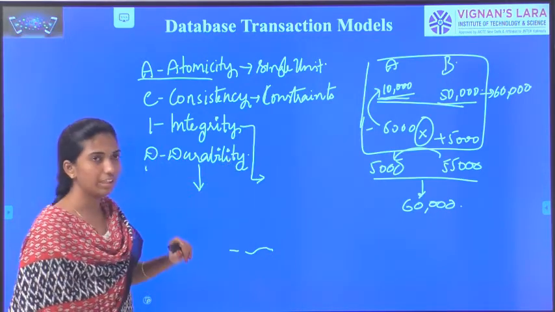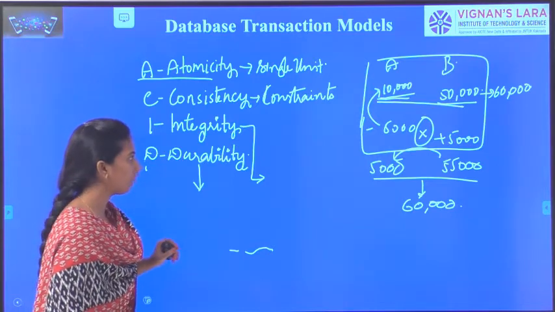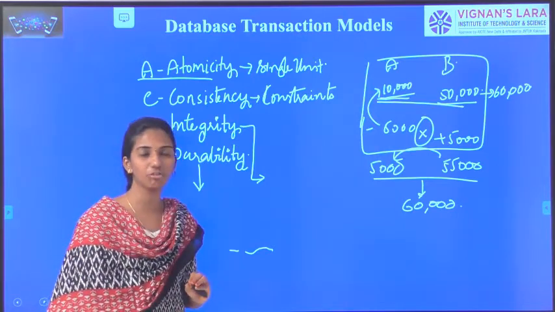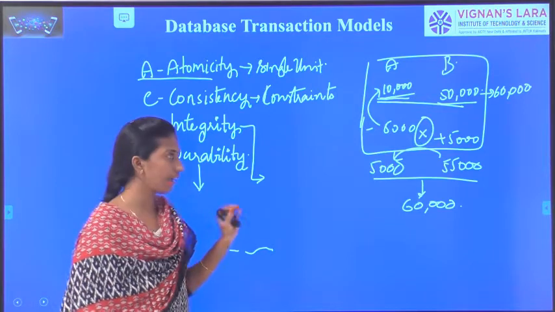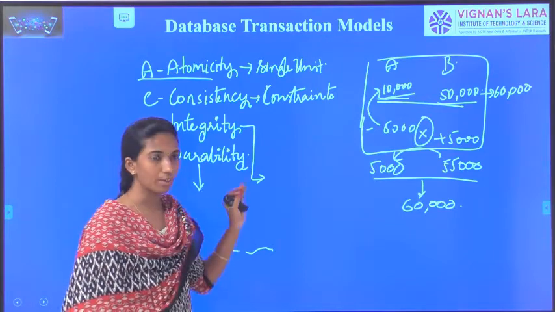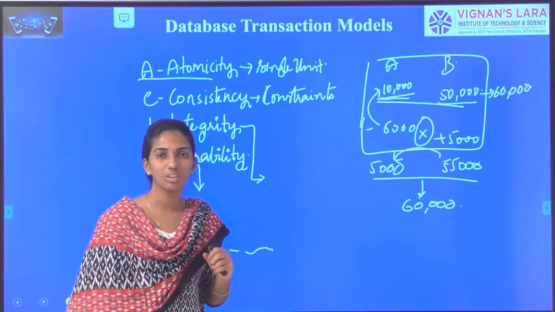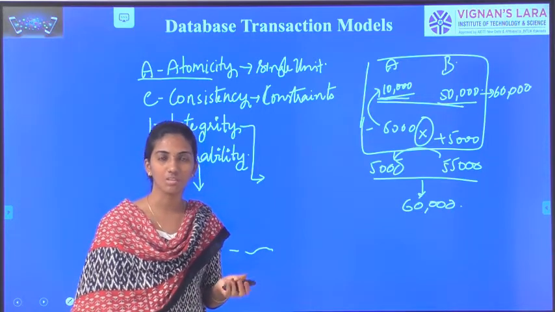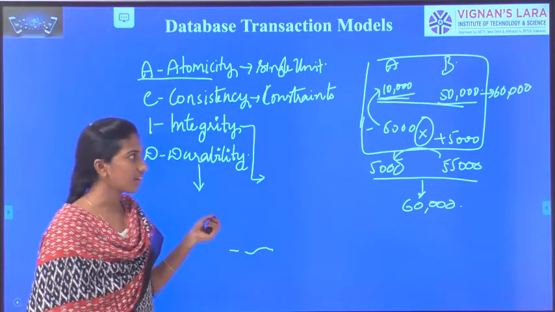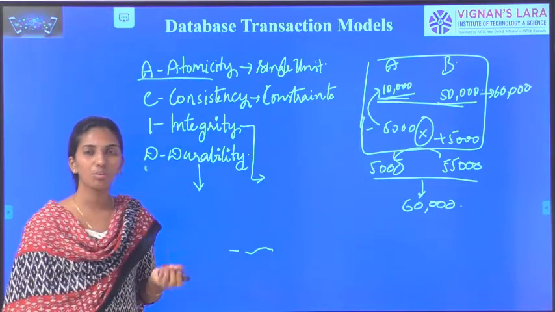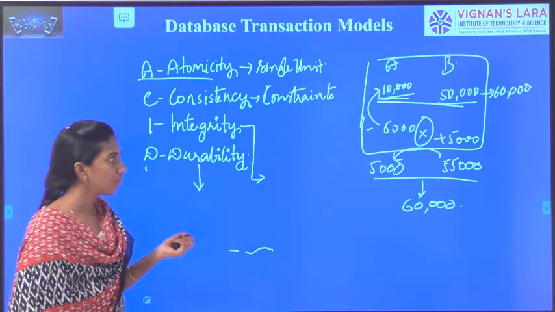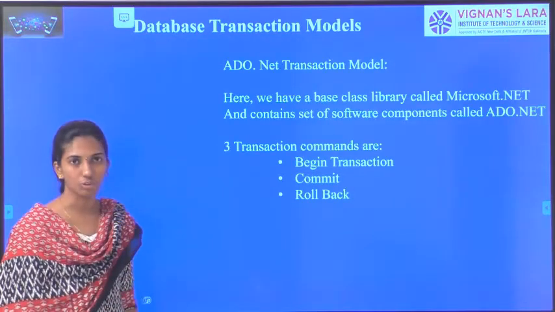And I is for integrity. Integrity means whatever the data correctness should be available in the database. And durability means whatever the data we get should be absolute and correct. So these are the ACID rules of a database. By using this database transaction model, a new model was introduced which is called the ADO.NET transaction model.